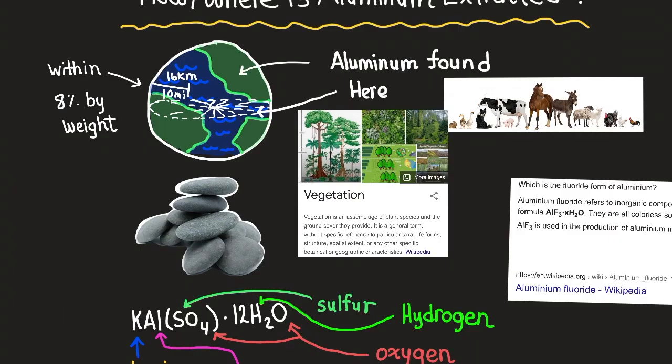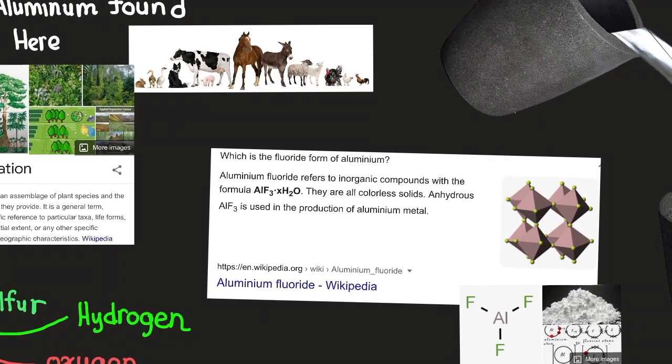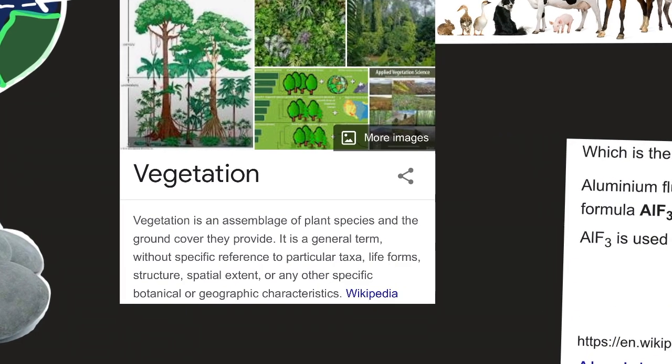Aluminum is found on Earth and it's very common. Because of its chemical activity though, aluminum never occurs in the metallic form in nature, but its compounds are present to a greater or lesser extent in almost all rocks, vegetation, and animals. Vegetation is an assemblage of plant species and the ground cover they provide. It is a general term without specific reference to the particular taxa, lifeform, structure, spatial extent, or any other specific botanical or geographical characteristics, according to Wikipedia.